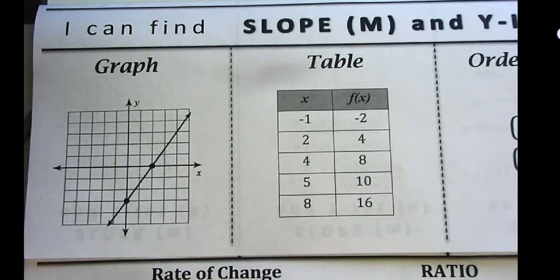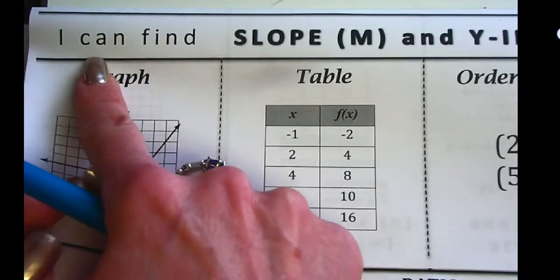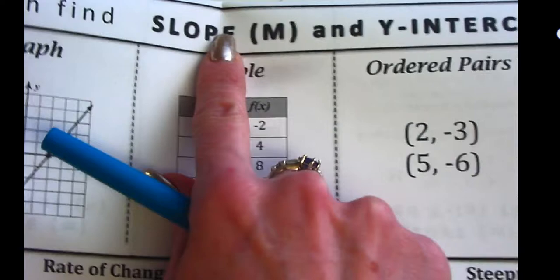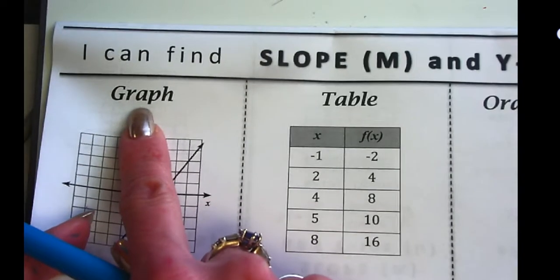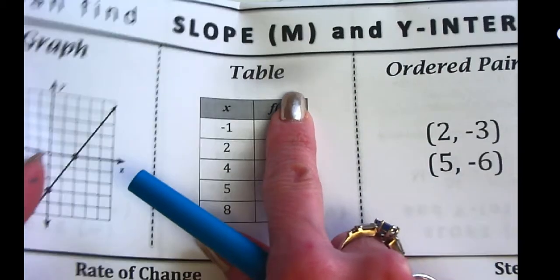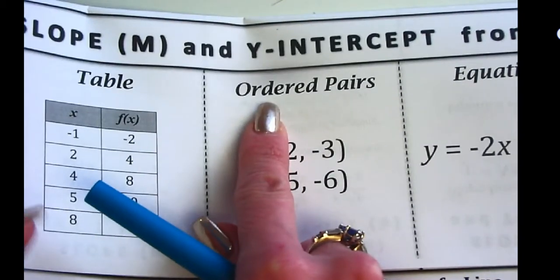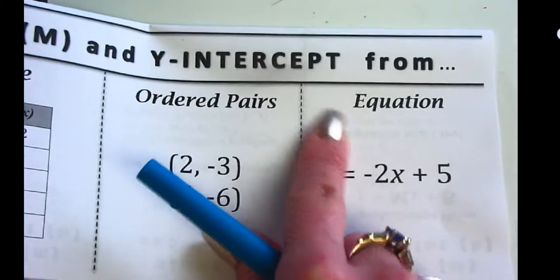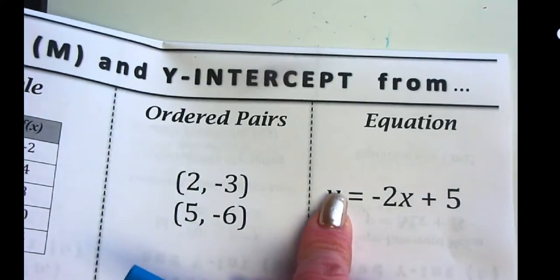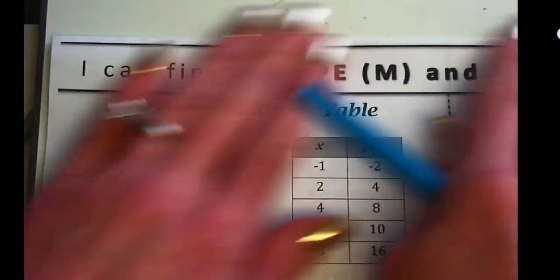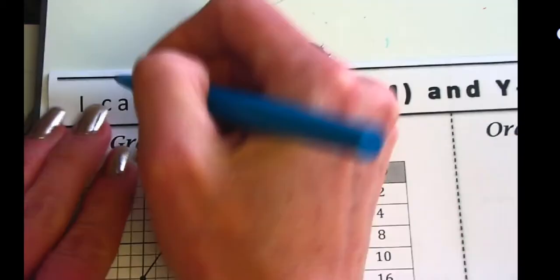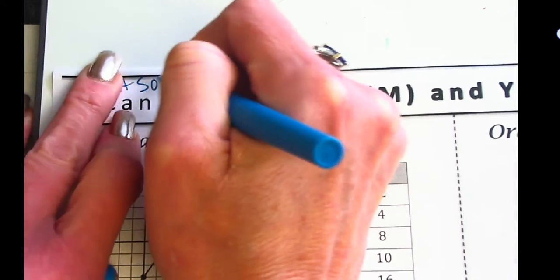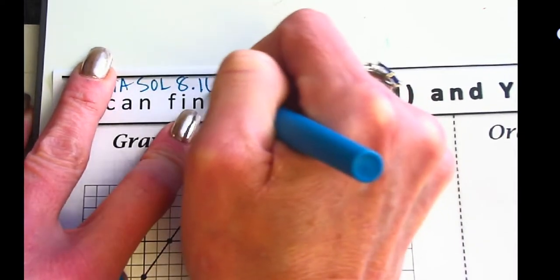So by the end of this lesson you will be able to say, I can find slope and y-intercept from a graph, a table, two ordered pairs, and not only that, there's more, also from an equation in slope-intercept form. This is Virginia SOL 8.16.